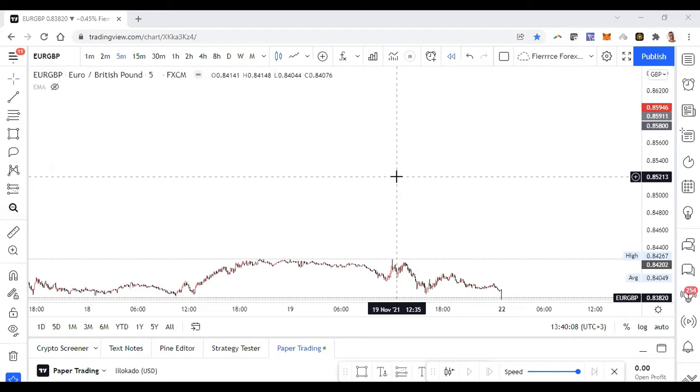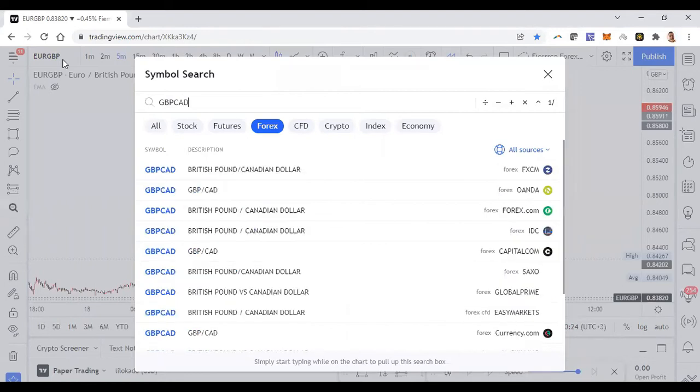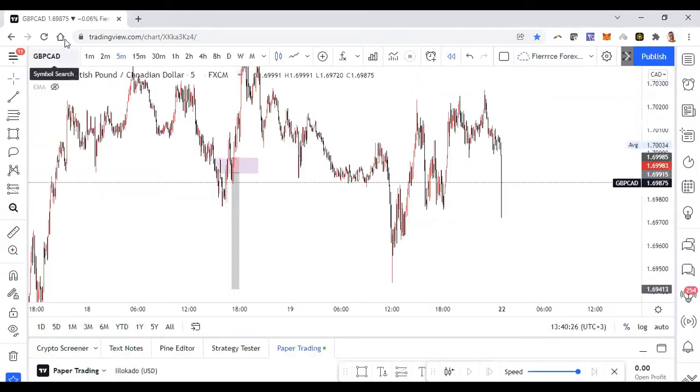So, guys, today what I want to do is just show you how I backtest pairs. Let's see what pair I can backtest. Let me say GBP, a pair that moves. Okay, so let me look at GBPCAD, and let me clear my charts.